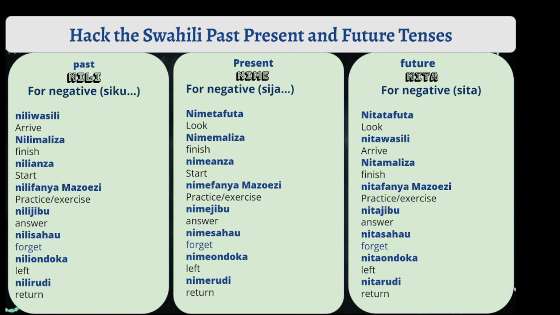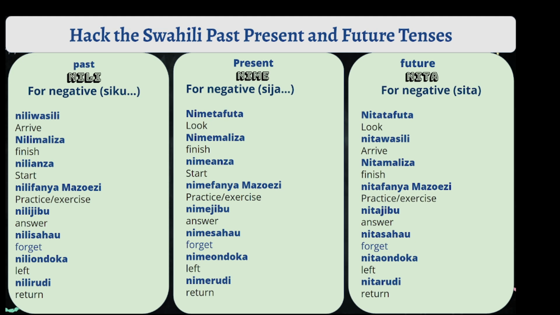Okay, so for the present, it'll be the same thing. Sija is now, today, right this minute. I haven't done it. And for the future would be sita. I will not do it, you know. So someone says, hey, go look for this and that. You want to say, I'll not look for that. No, I'm not doing that. Sita tafuta.